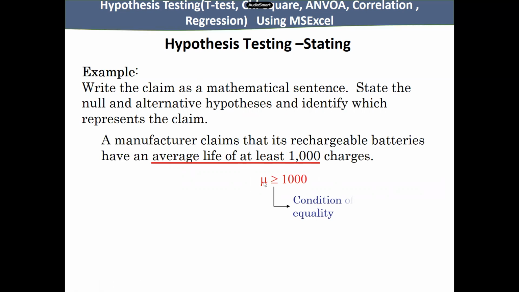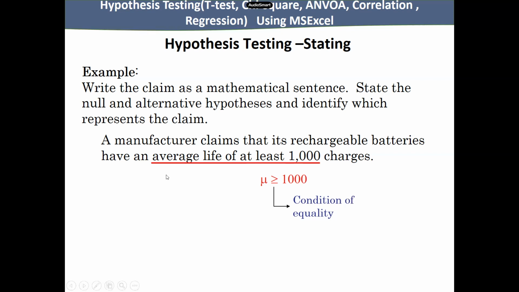Have you seen? So, the population, it said rechargeable batteries, right? That is the population of what? Mu, okay? That has what? At least, the least is what? 1,000 charges. 1,000. So, greater than or equal to what? 1,000. That is the condition of inequality. Does that make sense? Yes, it does. Okay, at least.